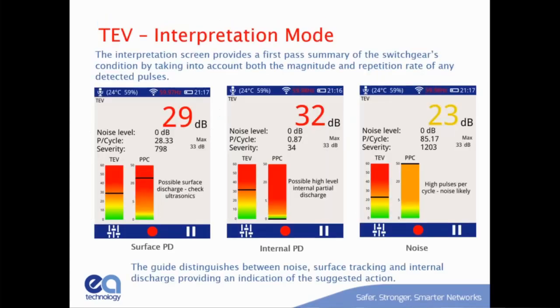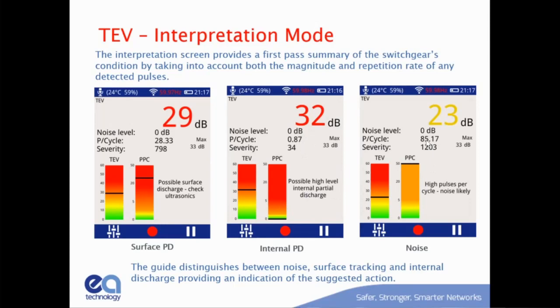We've got a variety of different screens that help you. This is one of them, the interpretation mode. The interpretation screen is going to have your values up here, all the same information on the top, and the bar chart to make it a little easier to visualize. But then it's going to tell you, okay, here I've got 32 dB, I've got around 1 pulse per cycle. That's an indication of internal discharge. It's not 100% certain, but it gives you an indication of where to go.